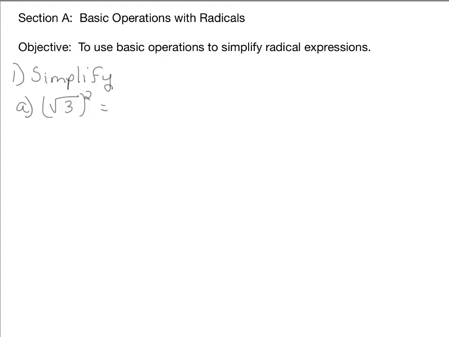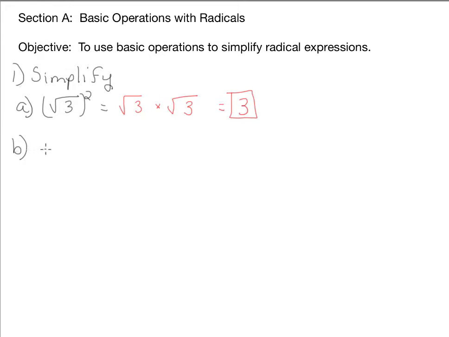In this, we're asked to simplify the square root of 3 quantity squared, which is equal to the square root of 3 times the square root of 3. And by our definition of square root that we just went over, that should equal the number 3.